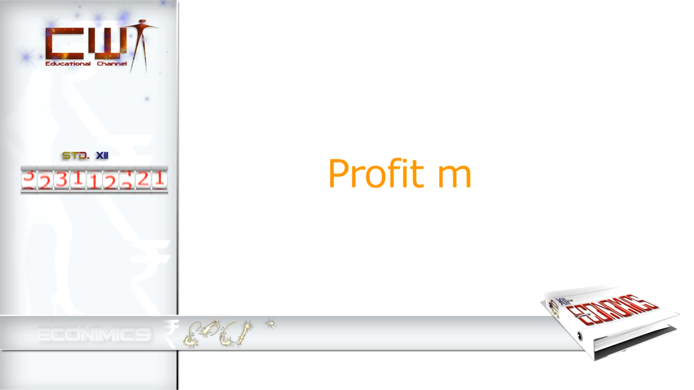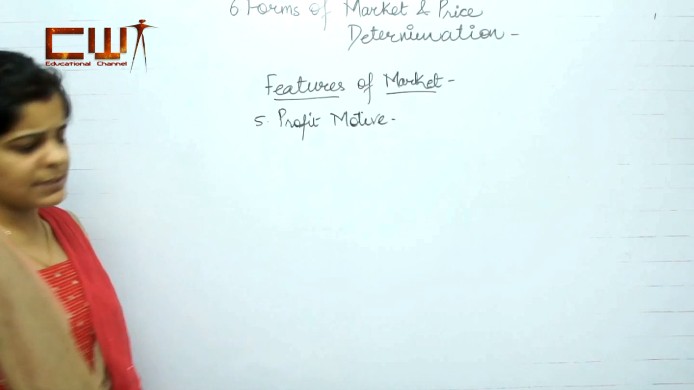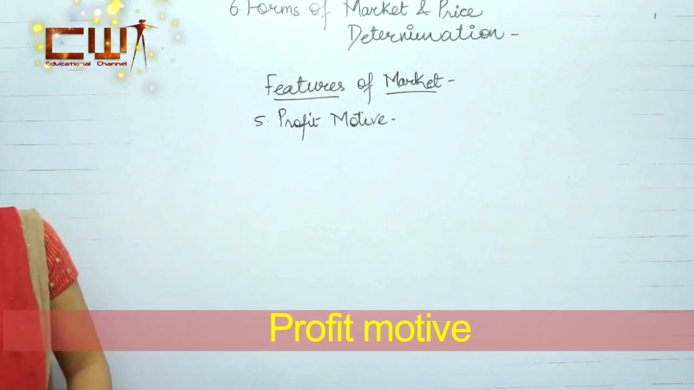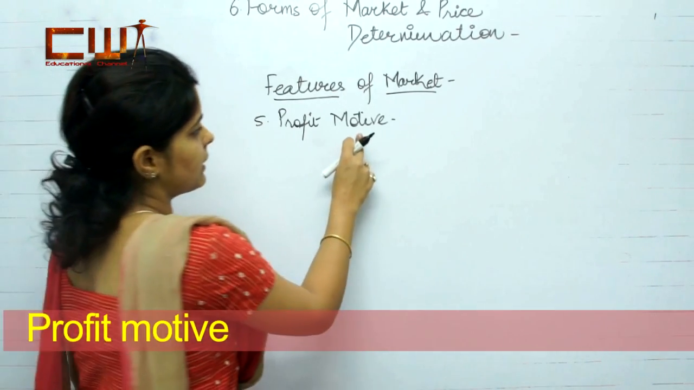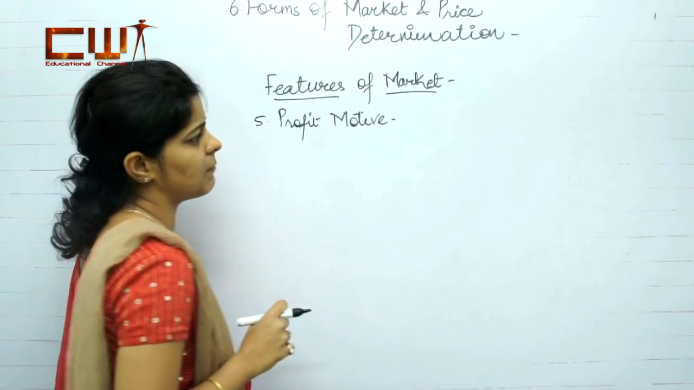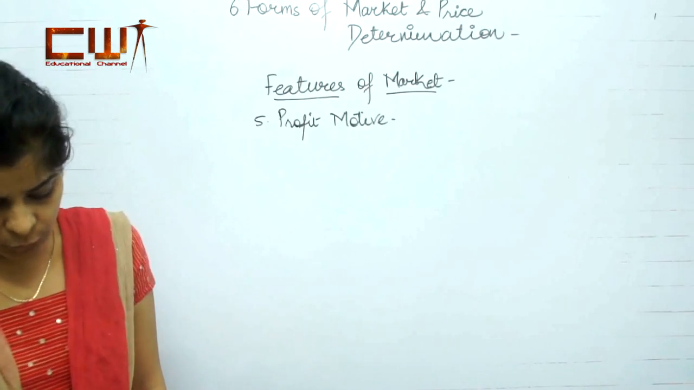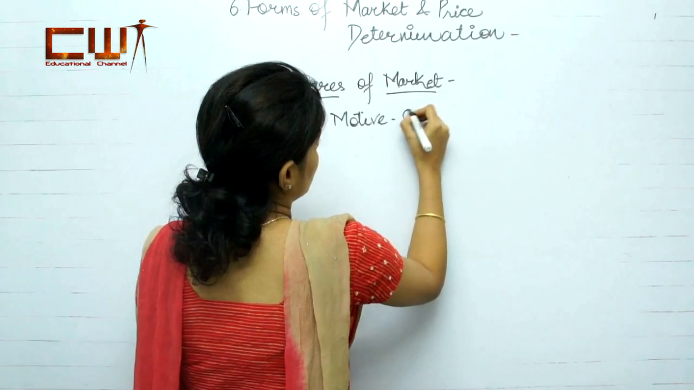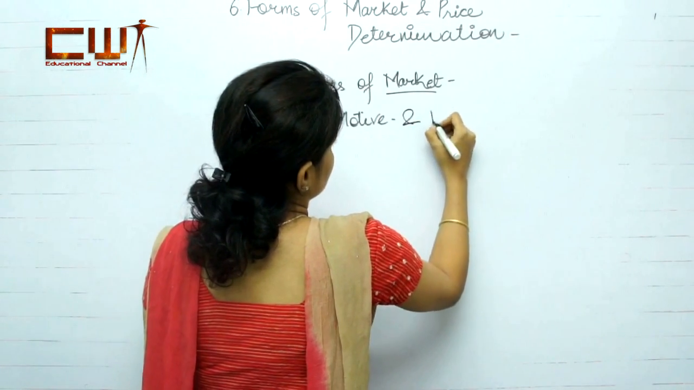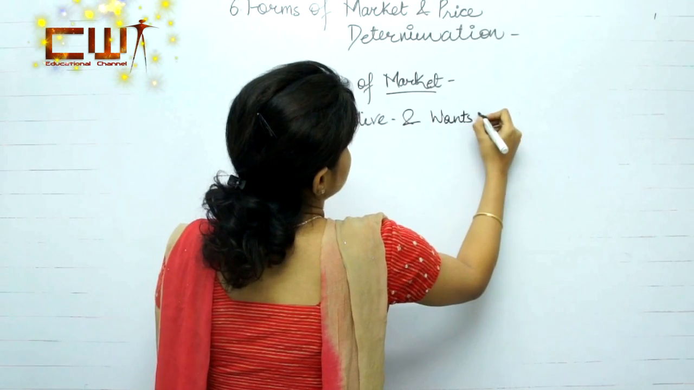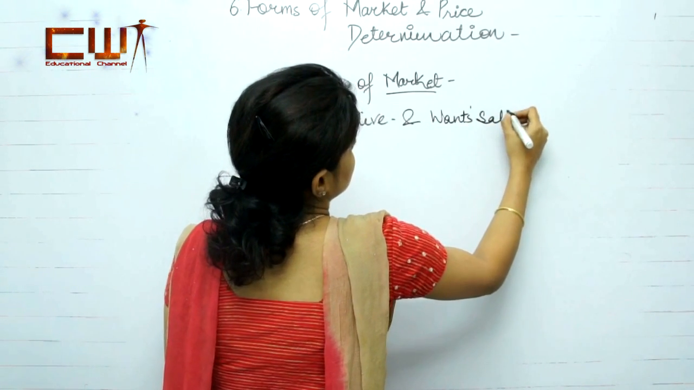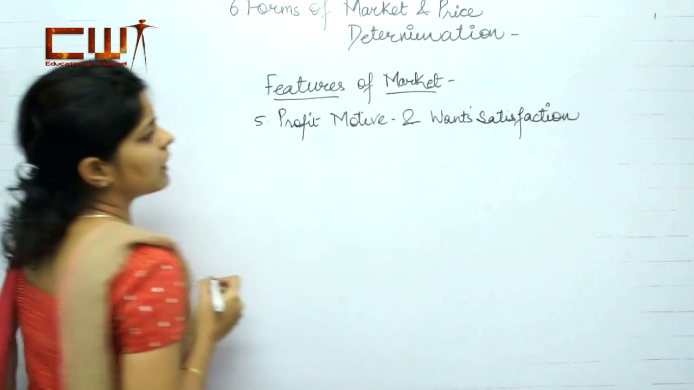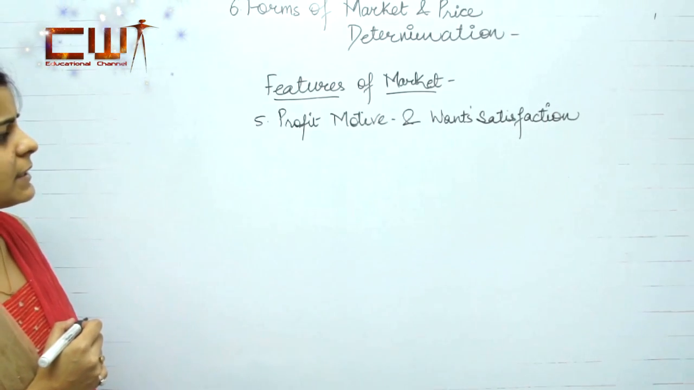Next feature is profit motive. Why is the seller selling the goods in the market? He is selling the goods in order to earn profit. He will sell the goods and in return he will get some money from the buyer. So he is selling the goods for the profit motive. And what is the motive of the buyer? Want satisfaction. Another motive of the buyer is want satisfaction.